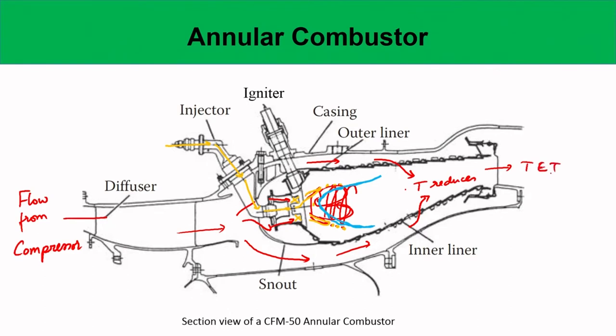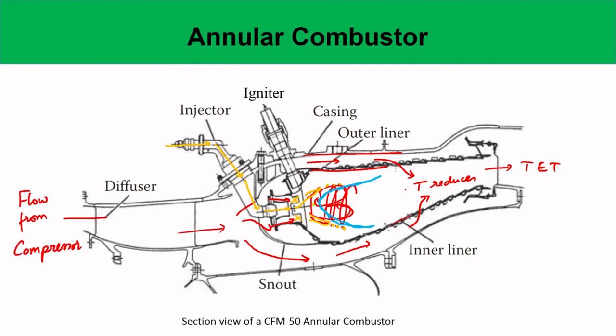Okay, so these are the different parts: the diffuser, then you have the injector, the igniter, this is the casing, and this is the liner. The liner is essentially the boundary between the main primary combustion region and the outside casing of the combustor. And then this is the inner liner, which is the central part.